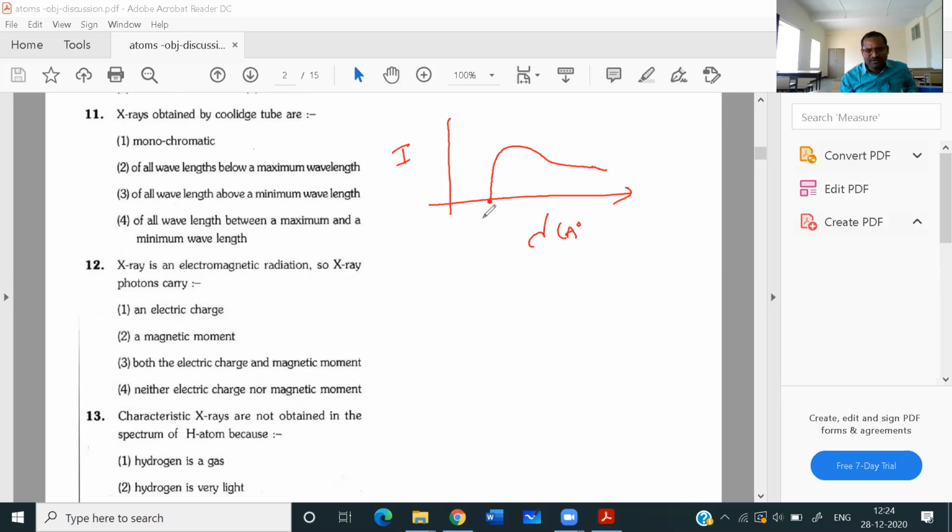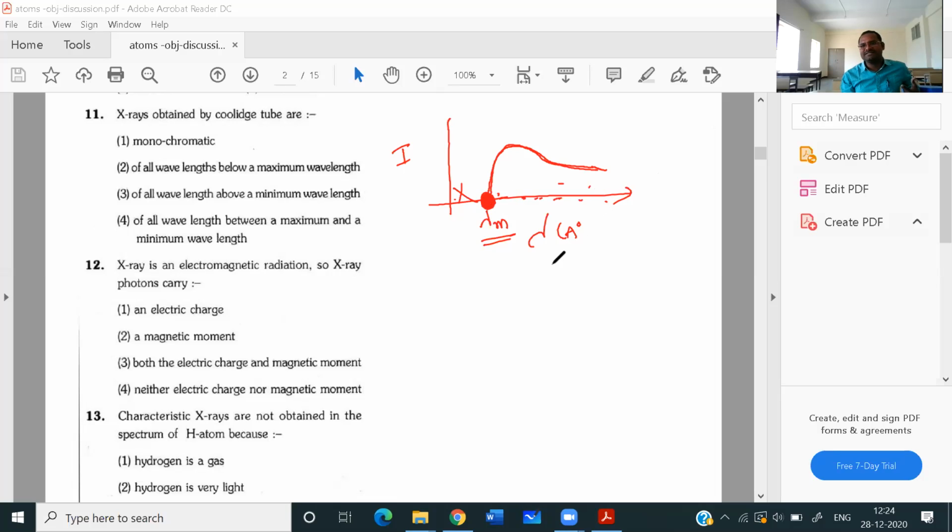Here, a minimum wavelength lambda minimum will be there. The X-rays which are produced from a target material will have one particular minimum wavelength. Less than that wavelength, there are no X-rays. Are you understanding? So there will be one certain minimum wavelength for the X-rays. Only above that wavelength will all the X-rays be present. If different wavelengths are there, then how can we say they are monochromatic?